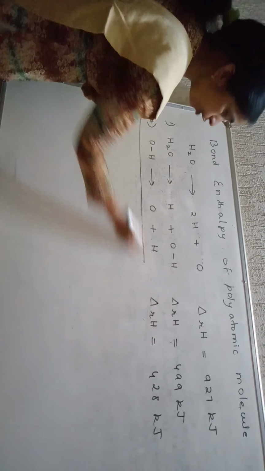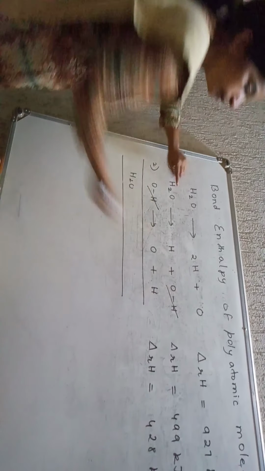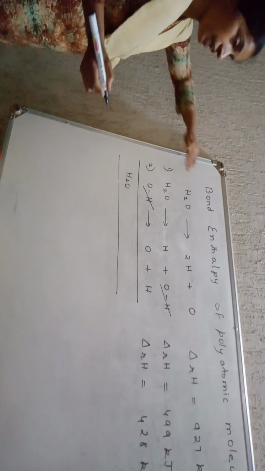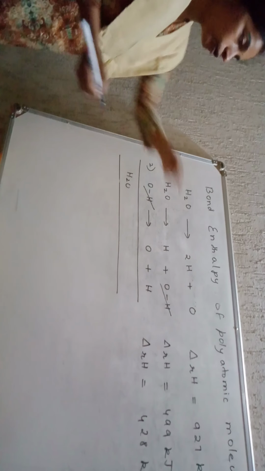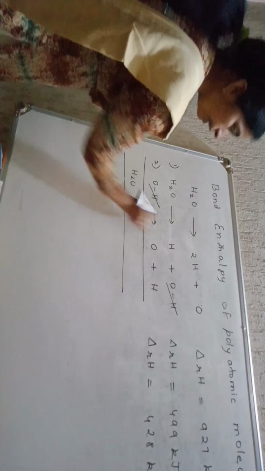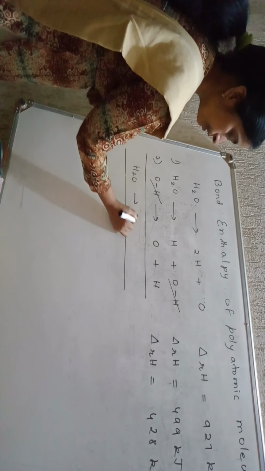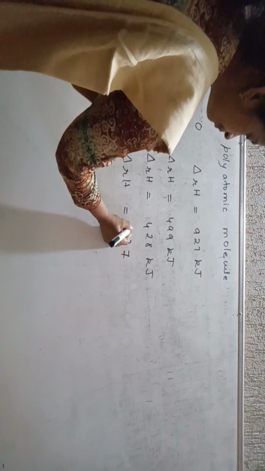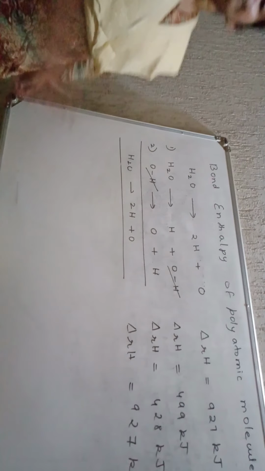Concentrate. So the net bond enthalpy of the reaction is what? H2O, and the OH products, we'll put it like this. Reactants minus products. What do we get? OH and OH cancel. H plus H on the same side, and plus O. The overall enthalpy change of the reaction is 927 kilojoules. Revise again: whenever they ask you any definition, students, please give a typical example.